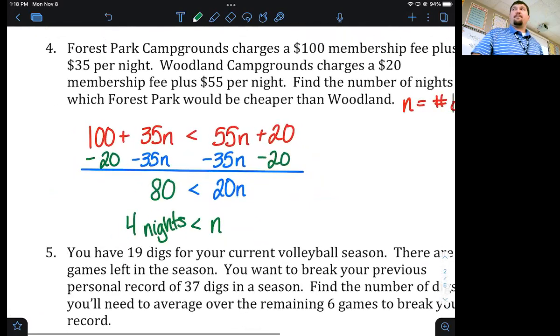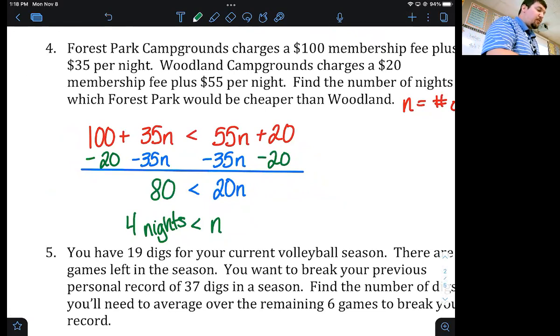So if the number of nights you're staying is greater than 4, you should go with Forest Park. If the number of nights you're staying is less than 4, you should go with Woodland Park. And if it equals, and I know that we didn't have this in the question, but if it equaled 4, then I guess it wouldn't matter which park you stay at, because they're both the same.